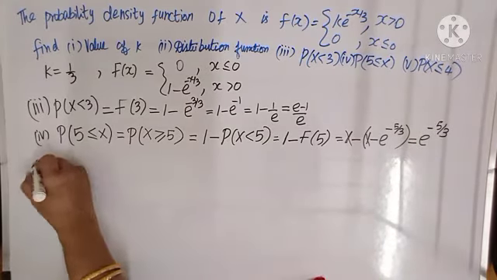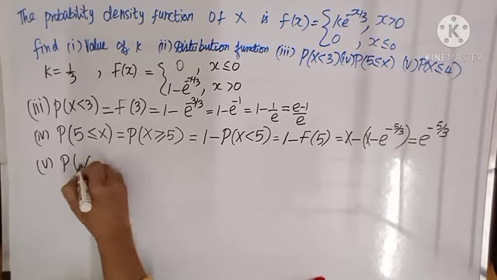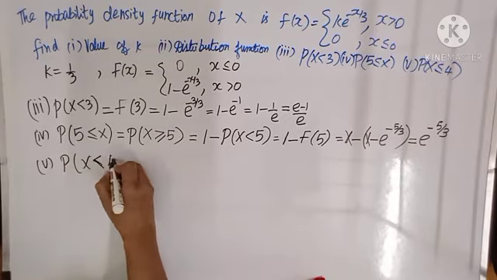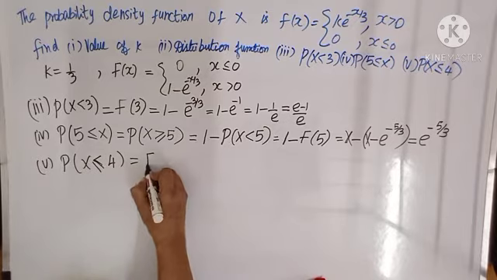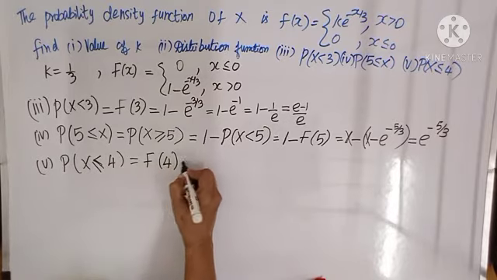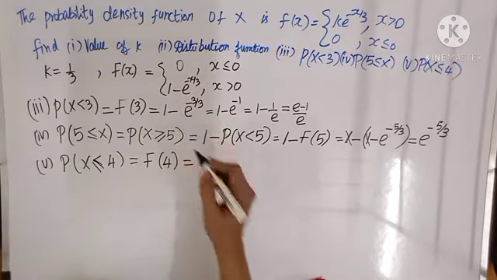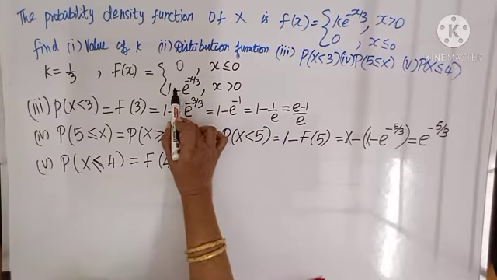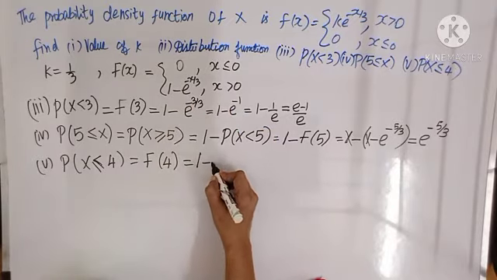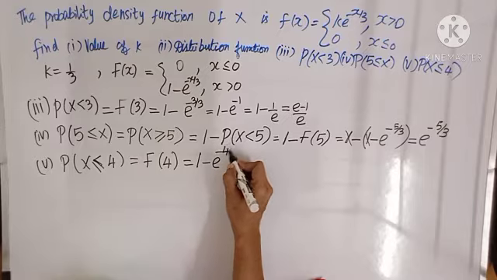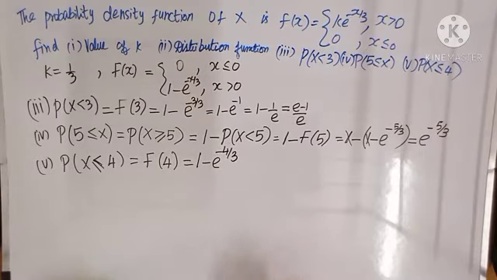Fifth subdivision, we want to find out P of x less than or equal to 4. X less than or equal to 4, I can directly write F of 4. Substitute in this interval, here wherever x comes, put 4. 1 minus e power minus 4 by 3, and that is the answer.